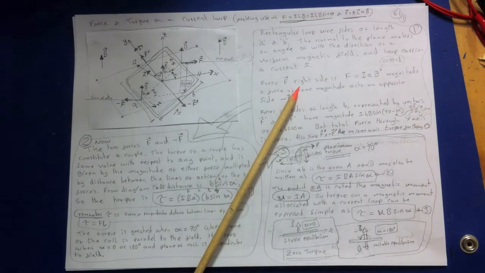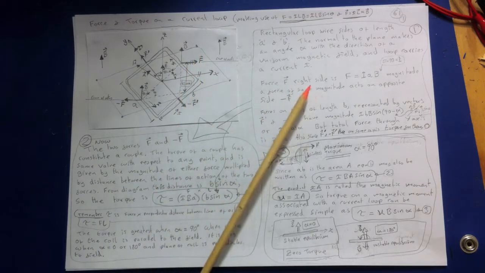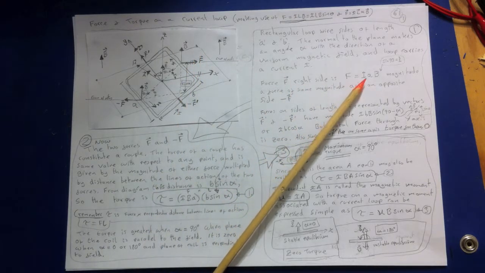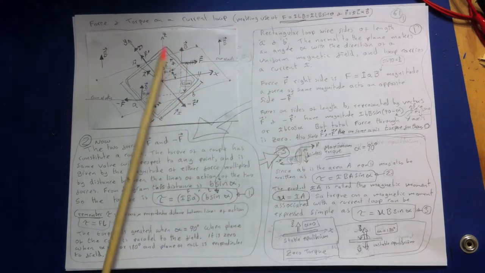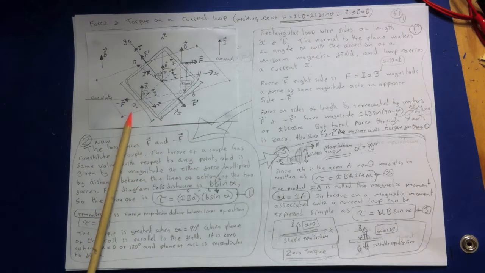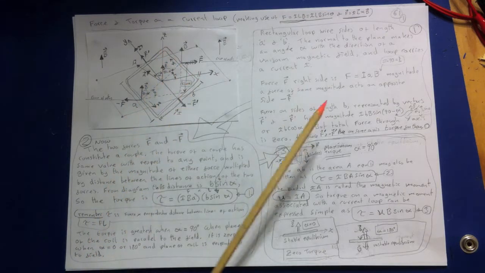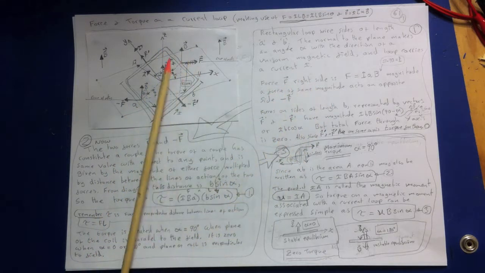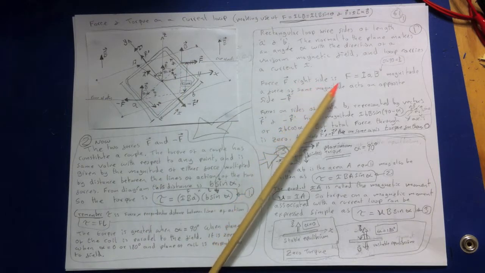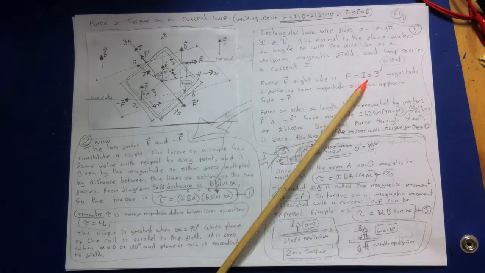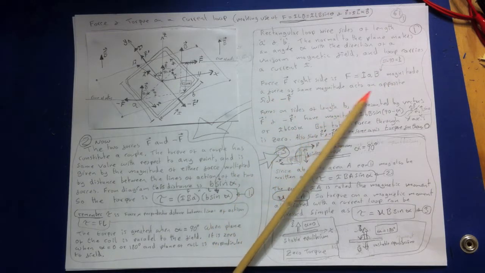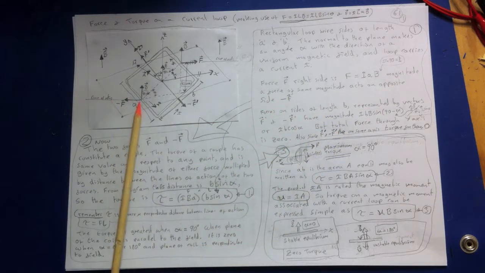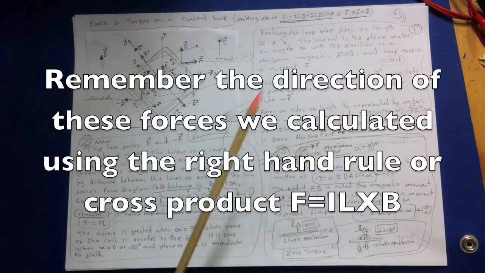Force F on the right side, this force F, is F equals IAB. Remember, we're going to use this. In this case, L is A, because that length here is A. So the force F on the right side, this force F, has a magnitude of IAB. A force of the same magnitude acts on the opposite side, so this force is the same magnitude as that. So if you add the forces together, you get 0.